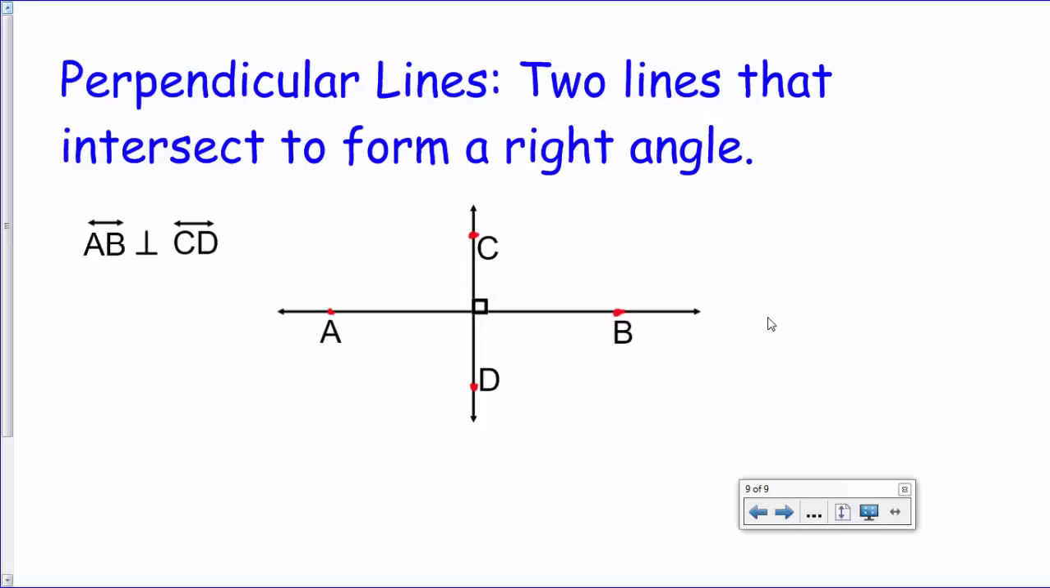Perpendicular lines are two lines that intersect to form a right angle. You can see the symbol right here used for perpendicular. This says line AB is perpendicular to line CD, and we usually show a box in the corner of the intersection of the two lines to show they're perpendicular.